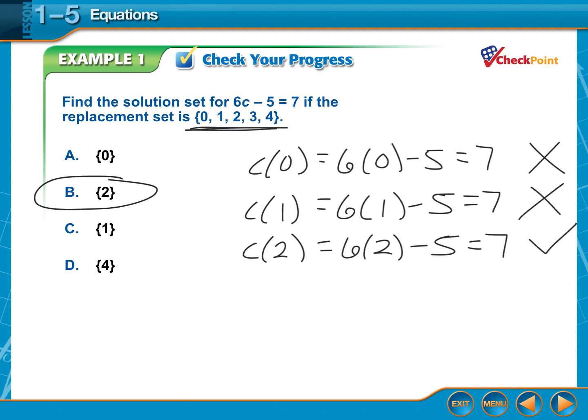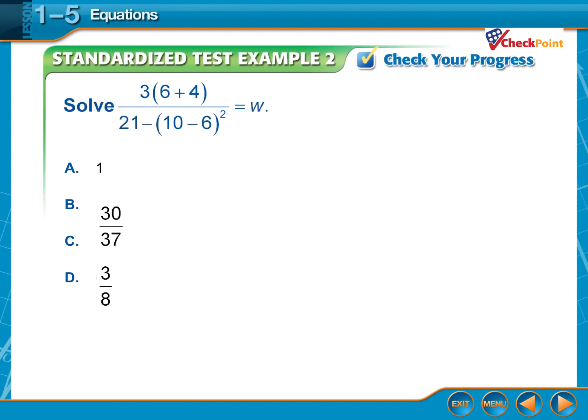Okay? With solution sets and replacement sets. Okay, remember your replacement set you do what with? Substitute it in, and then find all that work, all that apply for that equation to make it true. Okay? How are we feeling?